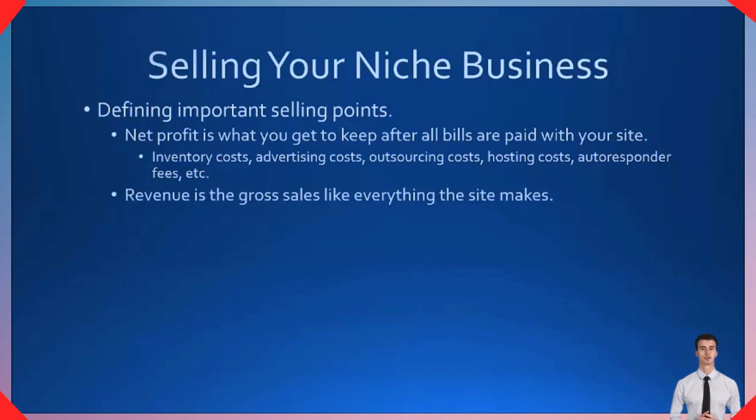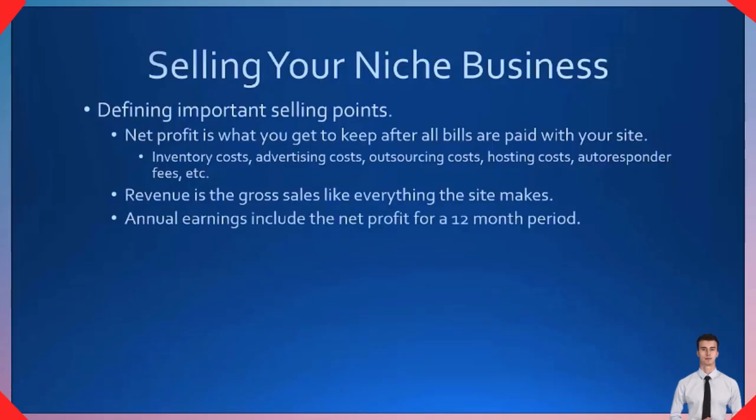Your revenue is the gross sales, like everything that site makes. Everything that came in, every dollar that came in, that would be the revenue. And so you take the revenue and you subtract the actual expenses from the revenue, and that becomes your net profit. Annual earnings would include the net profit for a 12-month period. So that's the net profit over a 12-month period.